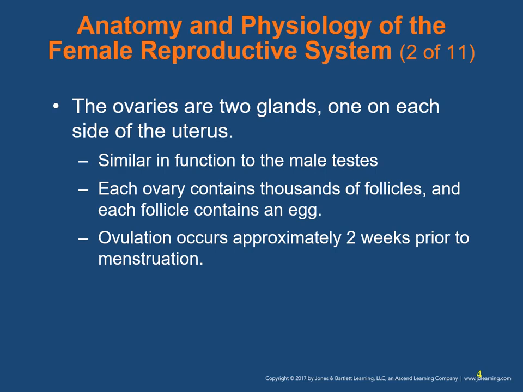If fertilized, the egg implants in the endometrium, the lining of the inside of the uterus. If the egg is not fertilized within 36 to 48 hours after it has been released, it will die and the lining is shed as menstrual flow. This occurs around the 28th day of a woman's cycle.